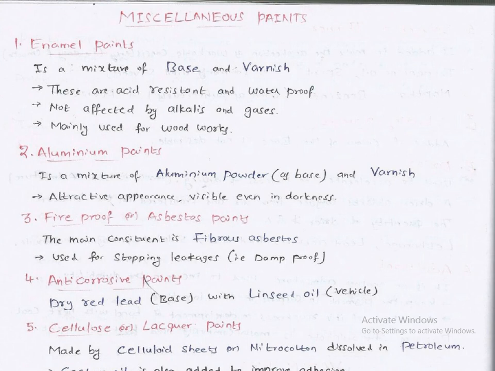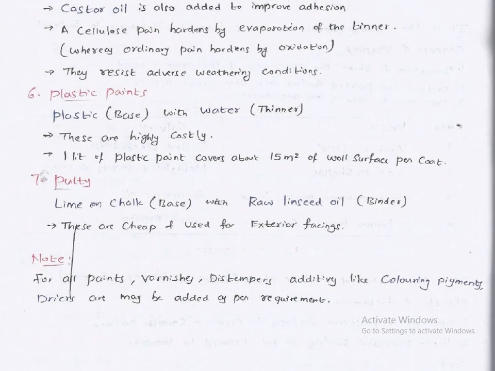The cellulose paint hardens by evaporation of the thinner, whereas the ordinary paint hardens by oxidation. Thus they resist the adverse weathering condition. Plastic paints: plastic base with water thinner. These are highly costly. 1 liter of plastic paint covers 15 square meters of wall surface per coat.